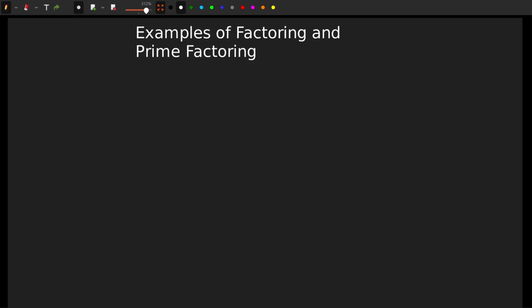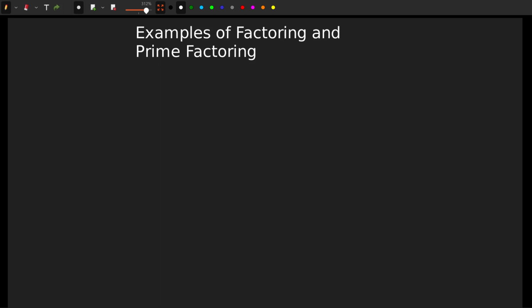So for today's video, we're going to go over some examples of factoring and prime factorization. We're going to start off with finding the factor sets of 3 different numbers, and then we'll move into finding the prime factorization of 3 different numbers. And so we'll start with factor sets.